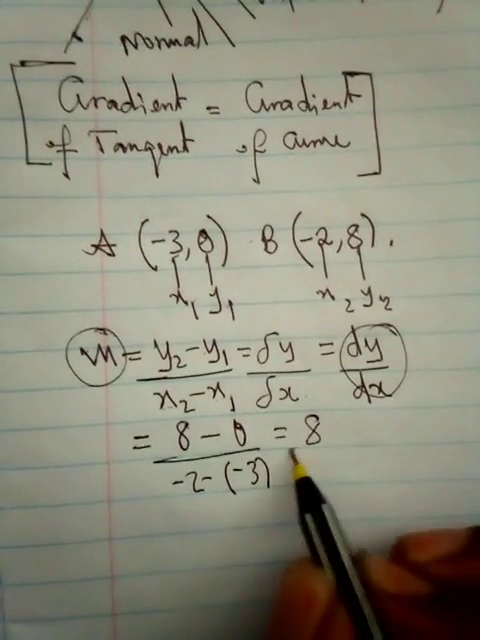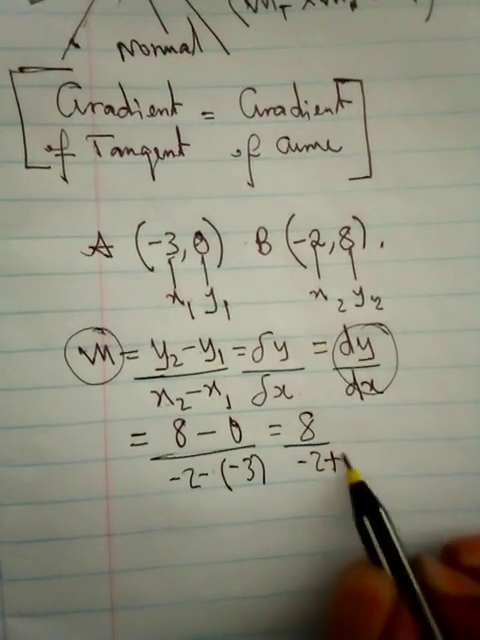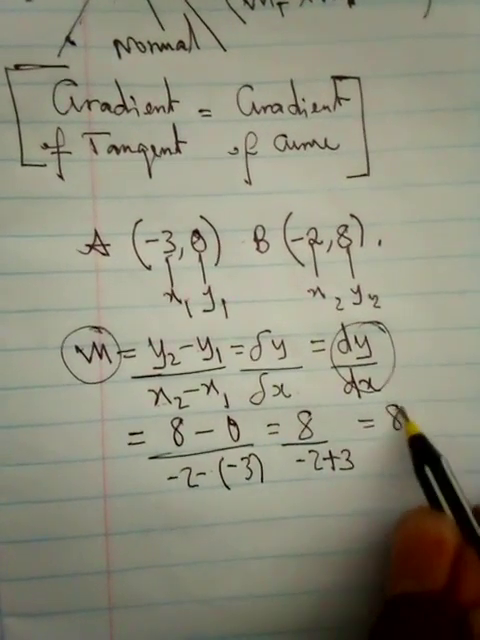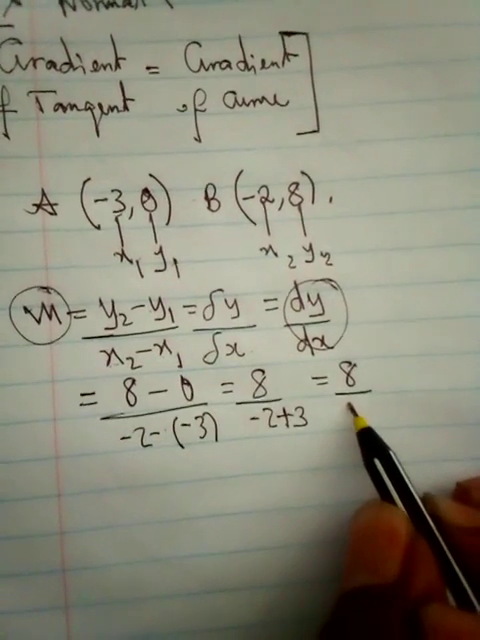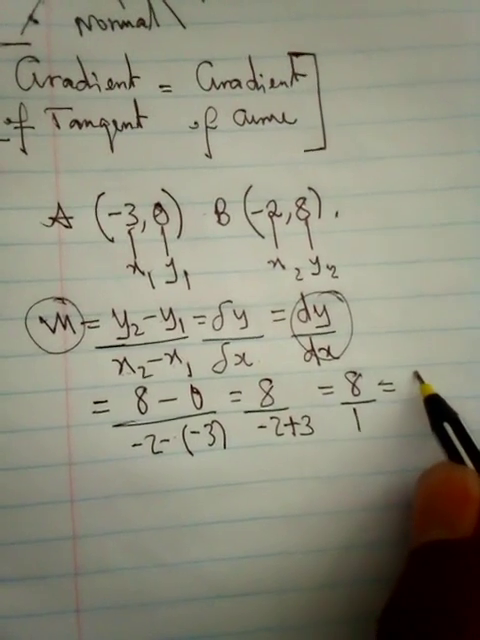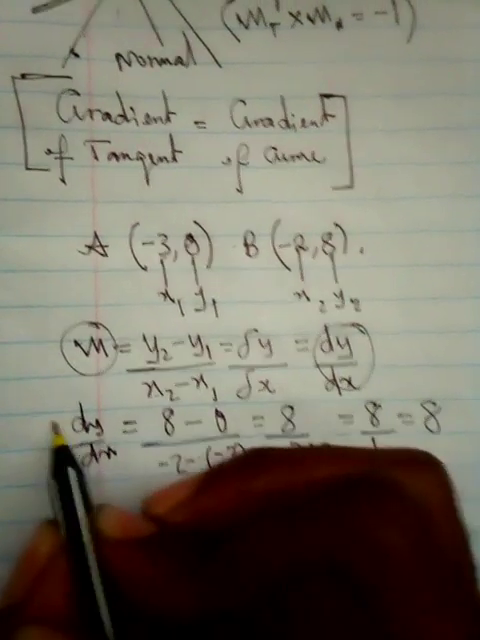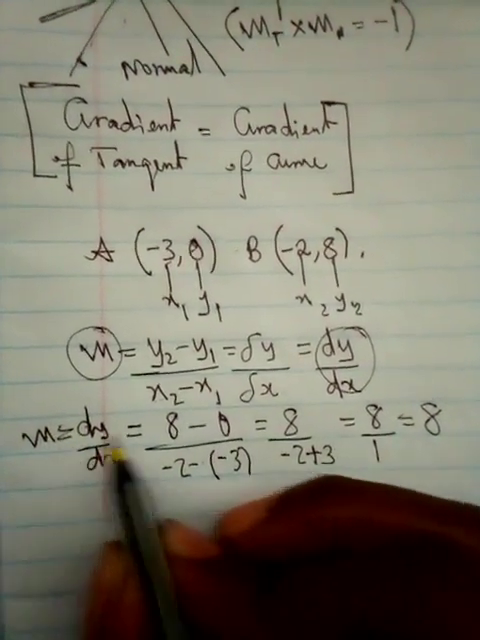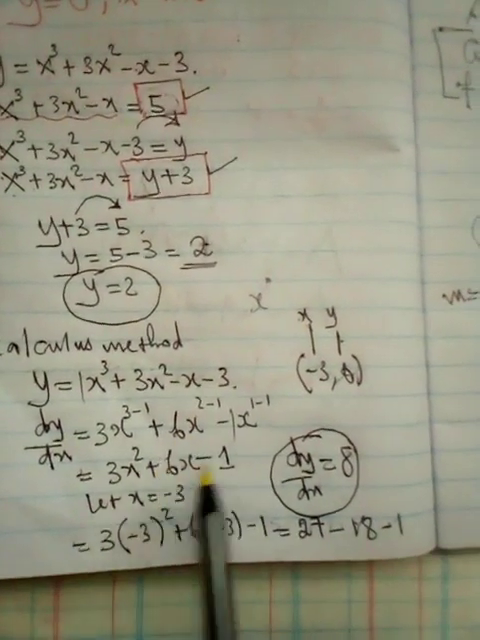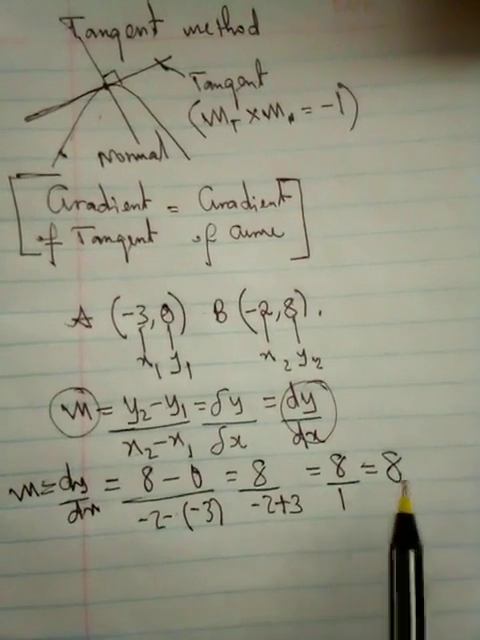8 minus 0, 8. Negative times negative, positive, so this is going to be negative 2 plus 3. 8 will be equal to negative 2 plus 3, the answer is going to be 1, positive. And we all know that 8 divided by 1, the answer is just going to be 8. So your dy dx, or your gradient, is just going to be 8. Using the calculus method, our gradient was 8. Using our tangent method, the gradient is still coming out as 8.